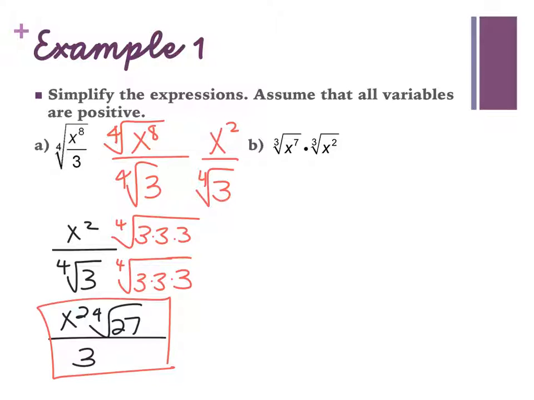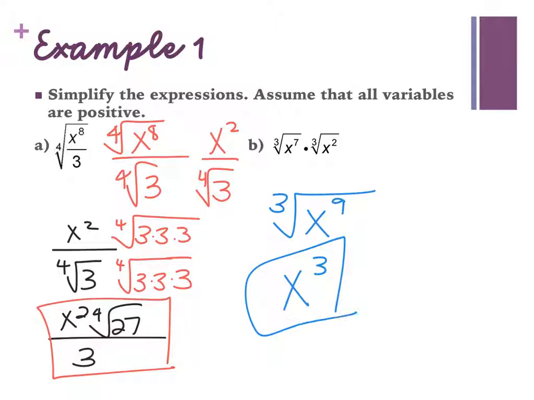And when I combine with the exponents, what do I do with those? Multiply. Or sorry, if you're multiplying, then you add. So the 7 plus the 2 becomes 9. Good. And then index into exponent, 3 goes into 9 how many times? 3 times. Okay. A little bit easier when you don't have to worry about rationalizing, right?